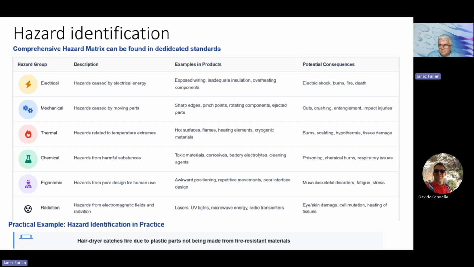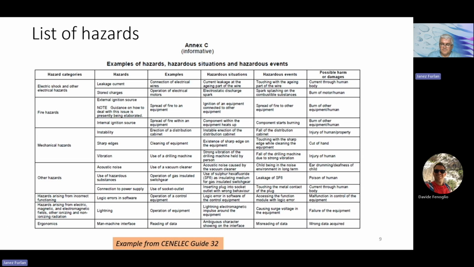For example, a manufacturer of a hair dryer cannot just say that the fire can be caused by the hair dryers, because he was not thinking that the plastic could be engulfed in the flames, because he was not using fire resistant materials.